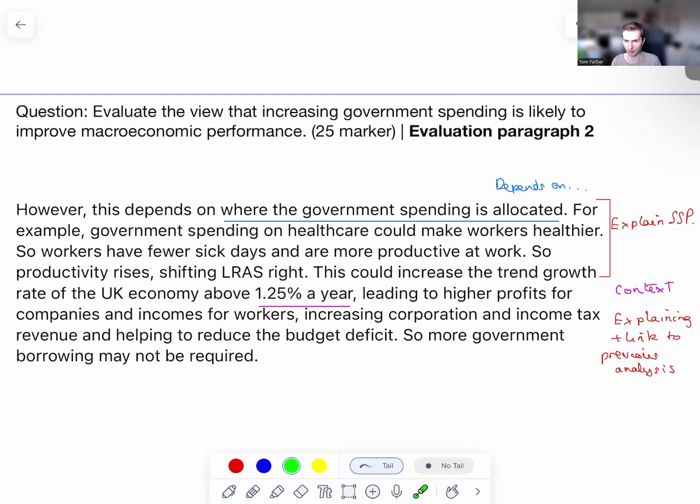So I've explained how this can actually reduce the budget deficit and linked it back to our previous analysis point, and showing how this evaluation point undermines the claim that high government spending necessarily leads to a high budget deficit because of this kind of supply side policy, such as government spending on healthcare.